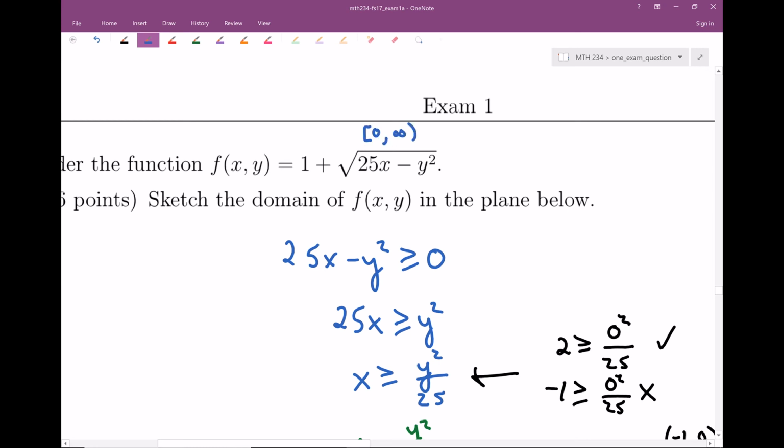Square roots can spit out 0, they can spit out positive values, but now I see that I'm adding 1 to it. So if the square root is spitting out 0 to infinity, and then I add 1 to it, that means I'm spitting out something like 1 to infinity, because I'm adding 1 to all of those values. So 1 to infinity is what I'm thinking about for the outside function.